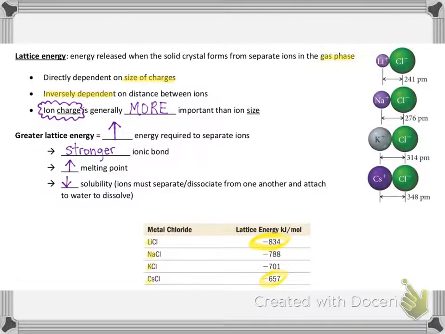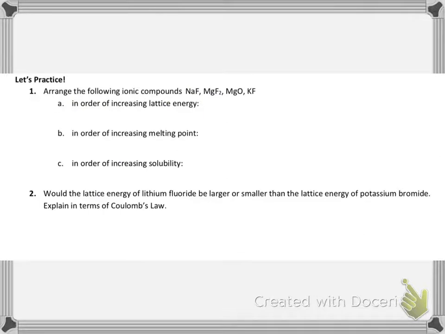So let's try a couple of quick practice problems. Okay, so here are 3 compounds: sodium fluoride, magnesium oxide, and potassium fluoride. You are going to put them in order of increasing lattice energy, increasing melting point, and increasing solubility. And when you are ready to check your answers, well, unpause the video.